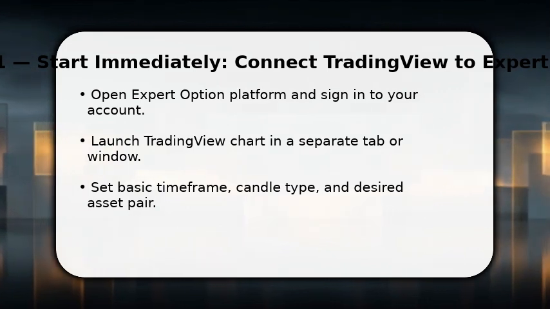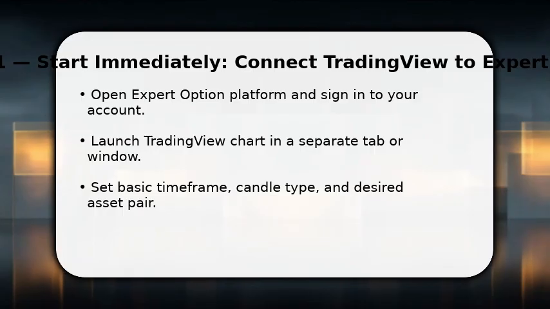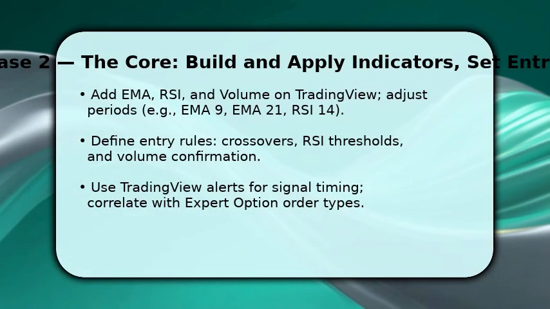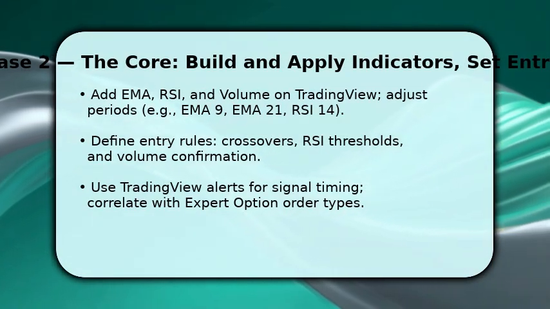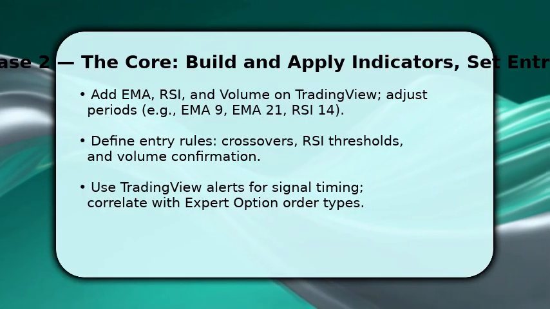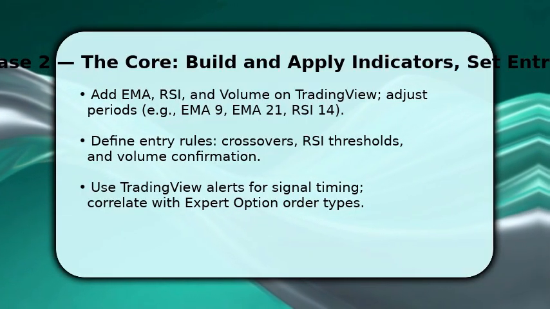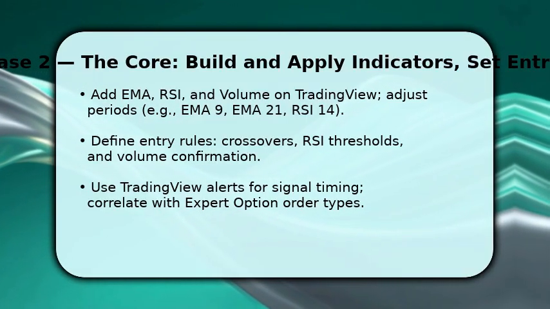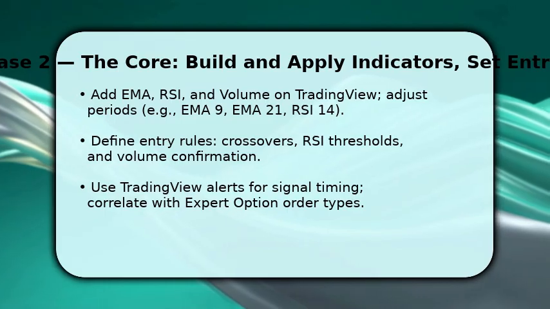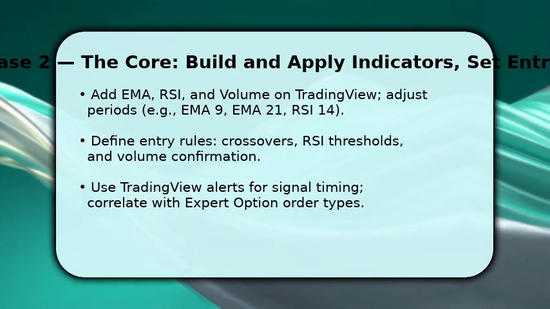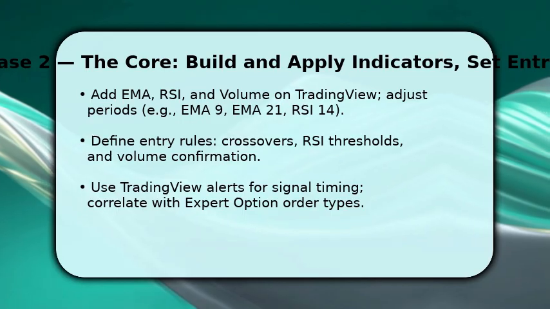You now add core indicators: EMA 9 and EMA 21 for trend, RSI 14 for momentum, and volume for confirmation. Once indicators display, define precise entry rules. For example, enter when EMA 9 crosses above EMA 21 and RSI is above 50 with rising volume.